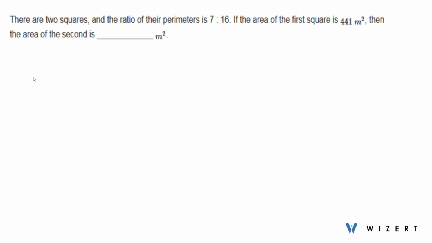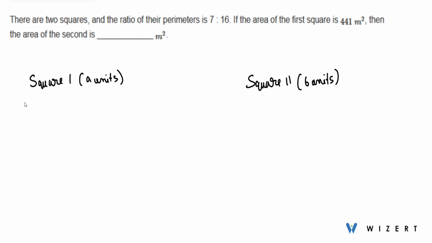So according to the question, we have two squares, that is square number 1, and over here we have square number 2. Square number 1 has edge length equals a units, or you can say a meter, and square number 2 has edge length equals b units or b meter. Therefore perimeter of square number 1, represented by p1, will be equals 4a meter, and perimeter of square number 2 will be equals 4b meter, and area of square number 1 will be a square meter square, and area of square number 2 is b square meter square.